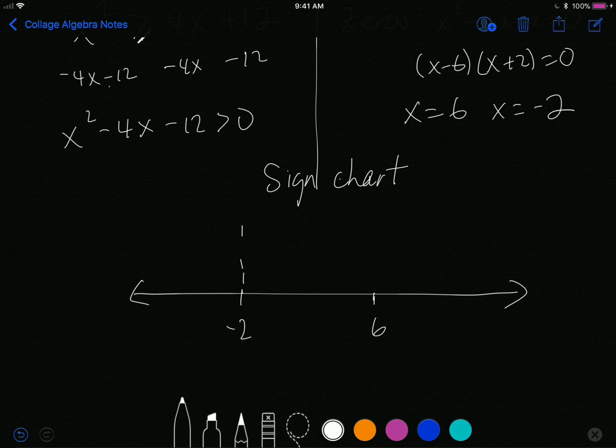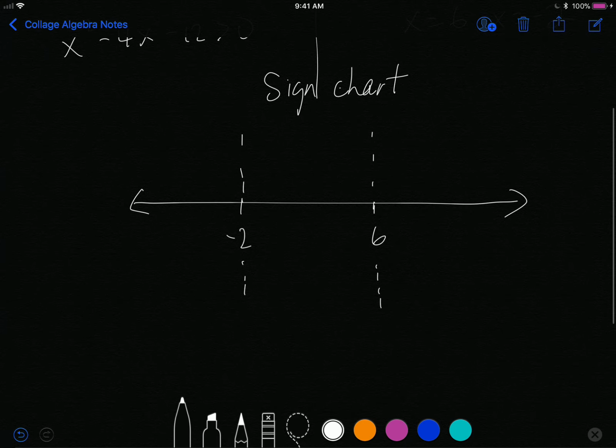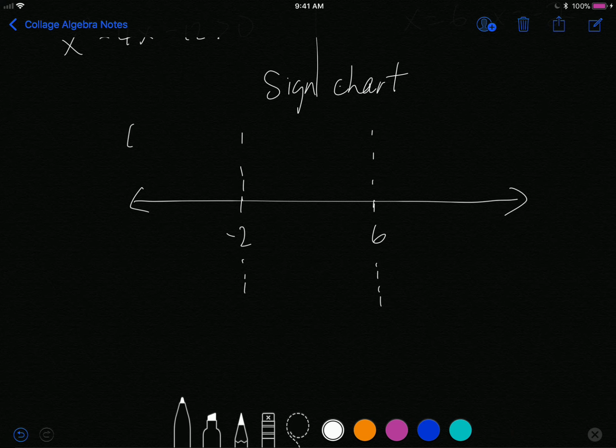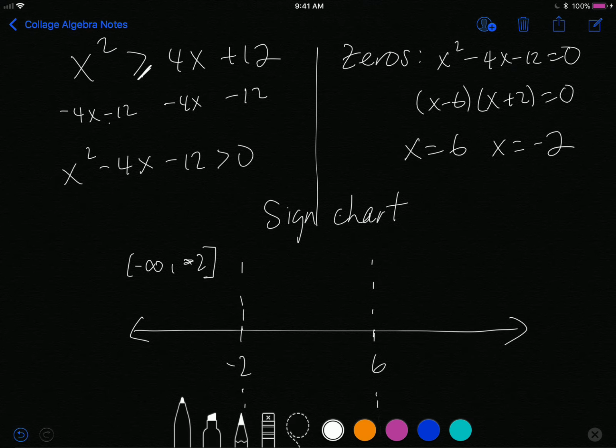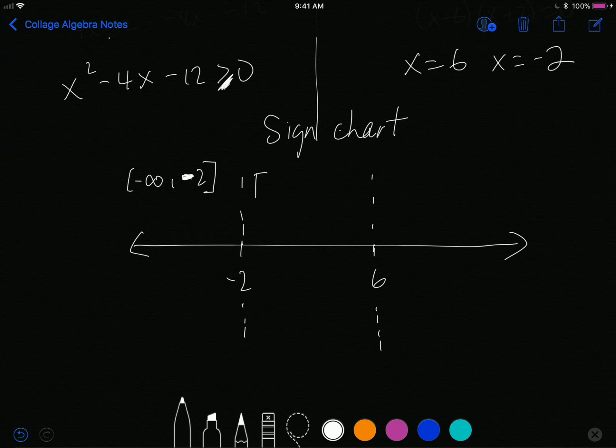That cuts the number line twice. Hopefully you remember, if you cut the number line twice, that means you have 3 pieces. The first piece will run from negative infinity to negative 2, but now I use a square bracket because of the equality. The second region will lie from negative 2 to 6. And then the third region will lie from 6 to infinity.